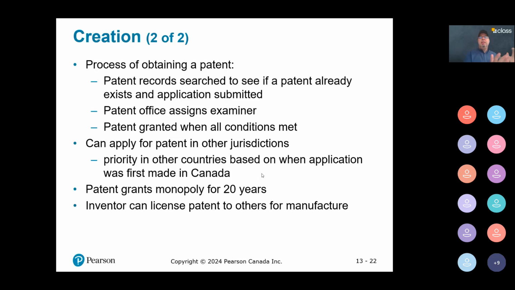Usually it's 20 years after the patent application, from the date of application. Sometimes it takes too long for the patent to be granted, then this time may be extended, but the general rule is 20 years after the application date. After 20 years, the patent goes into public domain. So anyone can manufacture that invention, that creation. Why? Because there's no patent protection anymore.